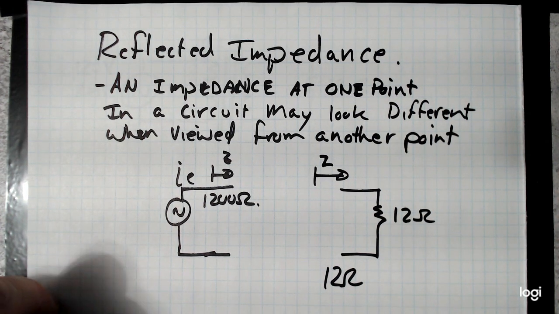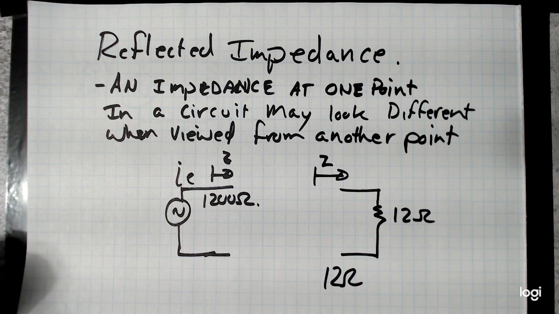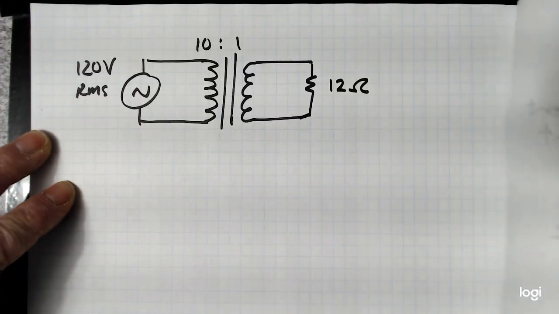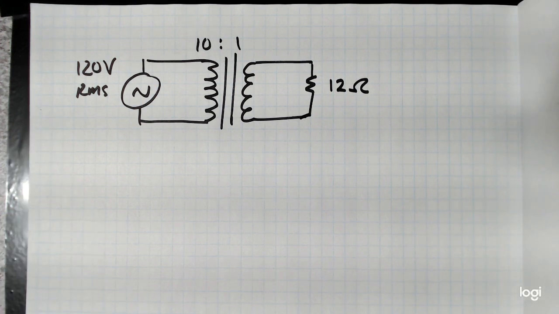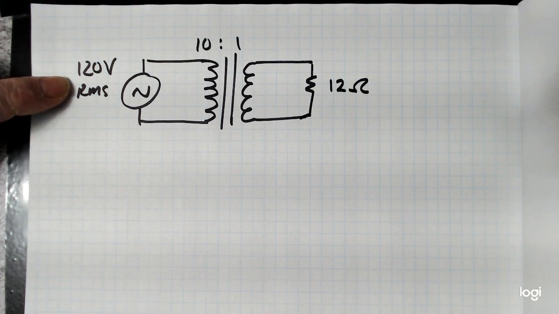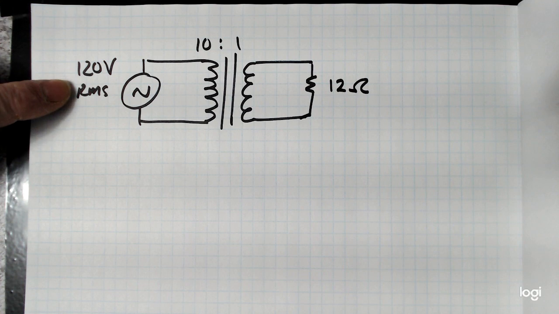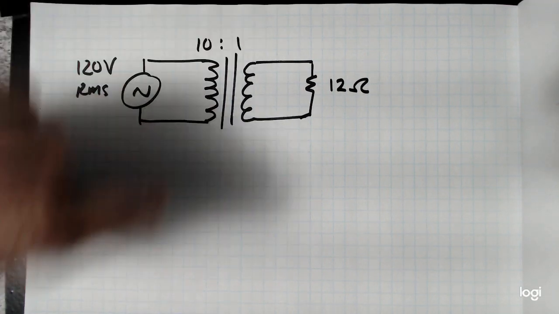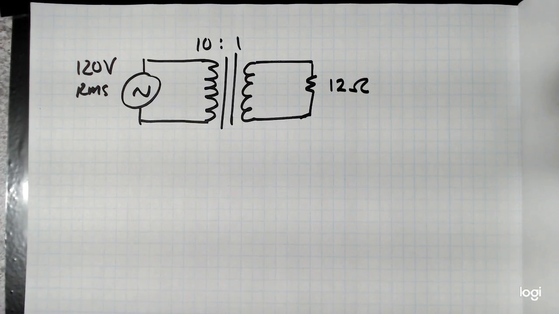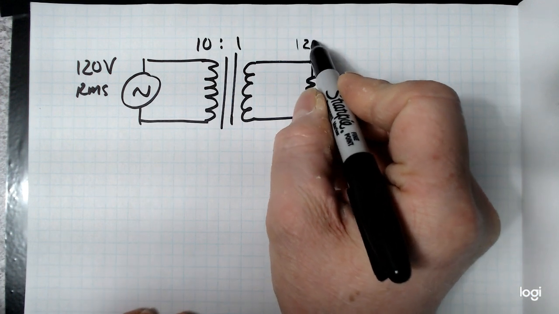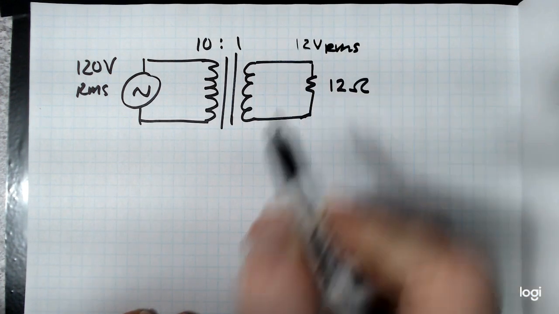And one of the places that reflected impedance is often used is in transformers. High tech here. Look at that. So here's an example of a transformer. Basically got 120 volts RMS coming on this side out of a wall plug. So that source is connected to a transformer with a 10-to-1 turns ratio, so it's reduced. 120 volts RMS on this side ends up being 12 volts RMS on the other side.